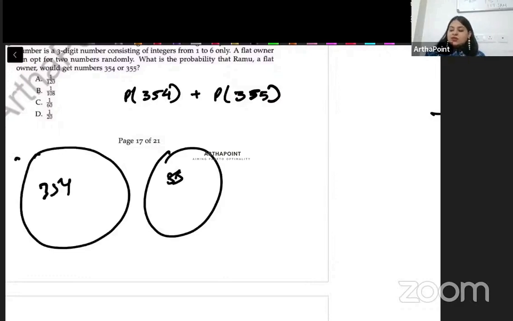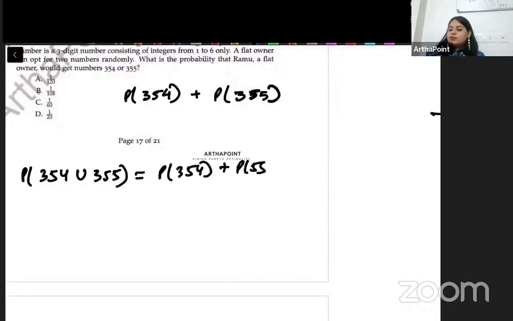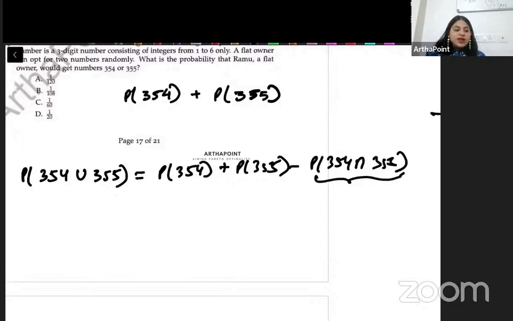So ideally, just think about it, beta. Ideally, I am finding 354 union 355. So this should be the probability of 354 plus 355 minus the probability of 354 intersection 355. But this is null. You can't have both, right? This is null. So if this is null, that goes away. Are you getting it? So either 354 or 355.